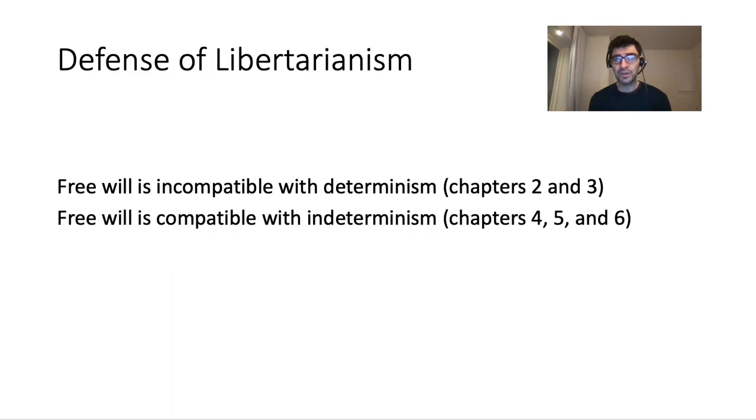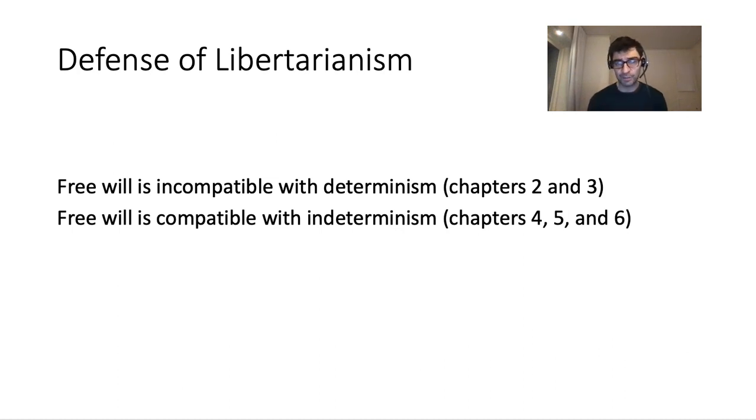So Franklin wants to defend libertarianism about free will. And to do that, he needs to do two things. First, he needs to show that free will is incompatible with determinism. And second, he needs to show that free will is compatible with indeterminism. And so the second chapter of Franklin's book, our current chapter, gives the first part of his argument for why free will is incompatible with determinism.